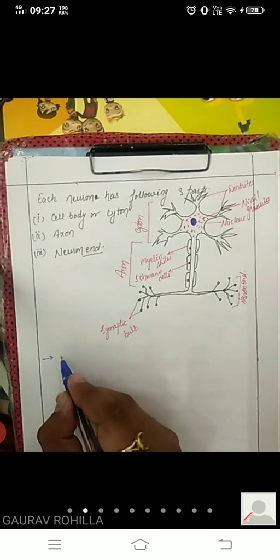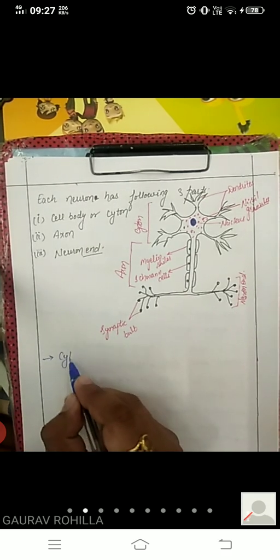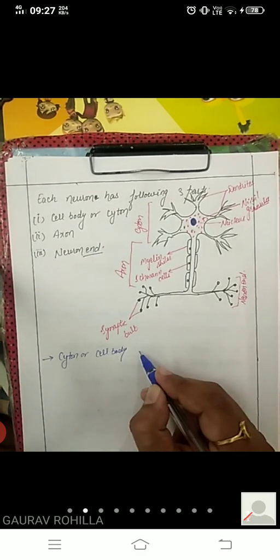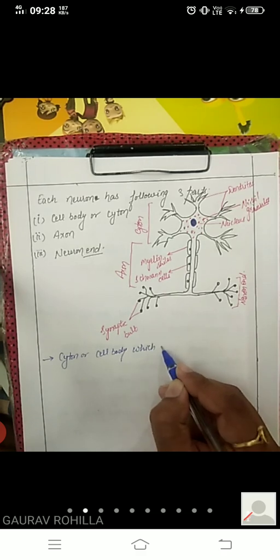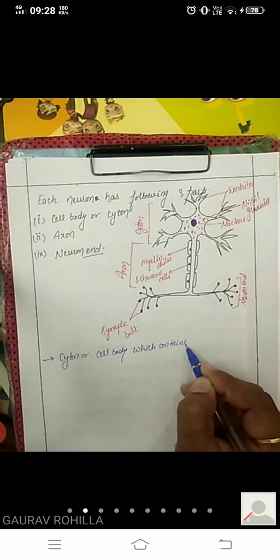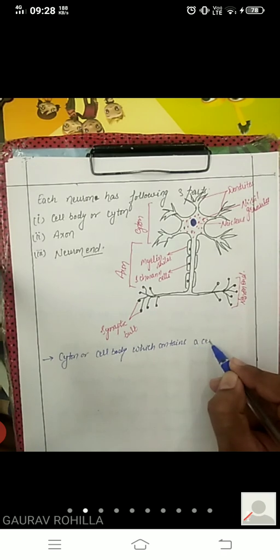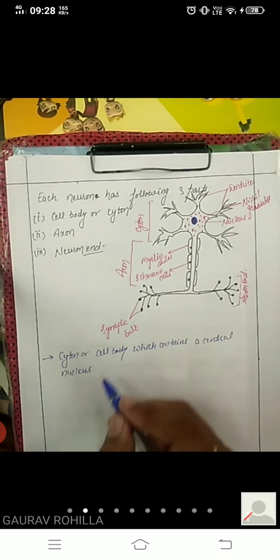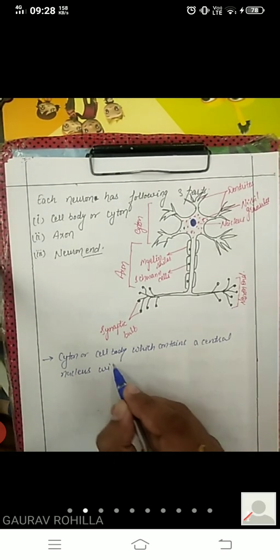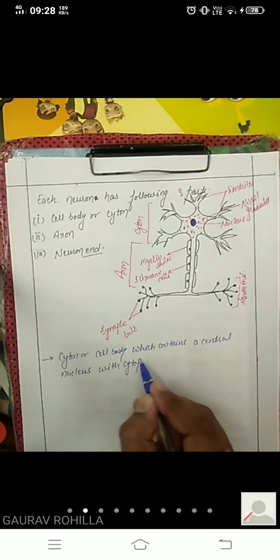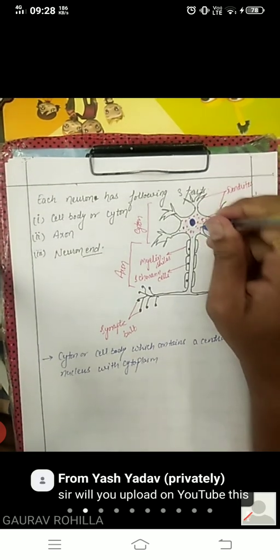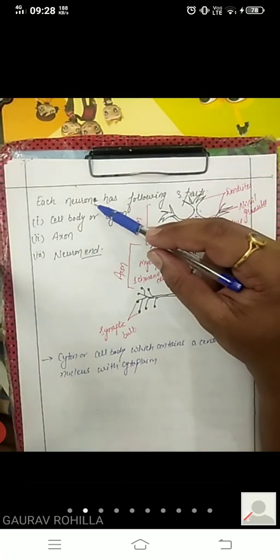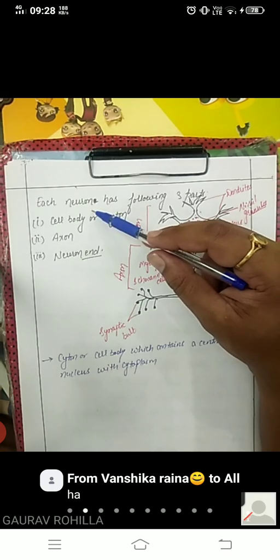Functions: the cytone or cell body contains a central or prominent nucleus with cytoplasm, and the cytoplasm is located in this portion. Cytoplasm in a neuron cell we can call neuroplasm.